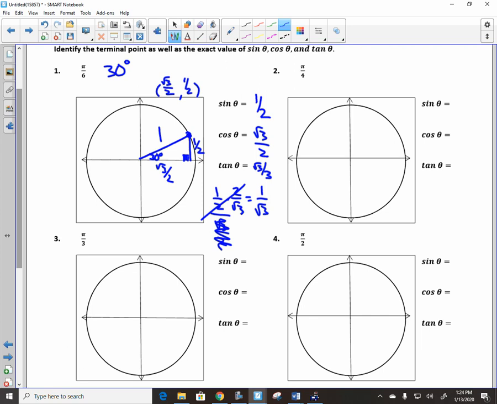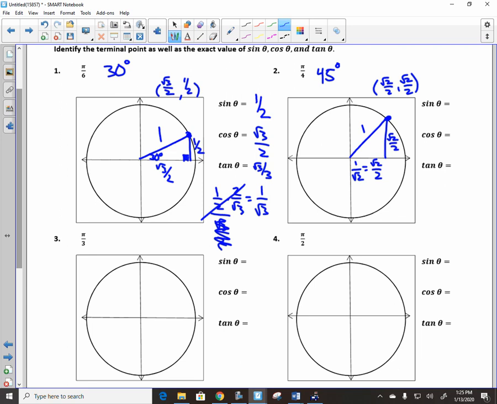Pi over 4, how many degrees? 45. You guys remember this? The radius is always 1. How do I get to the other side? Divide by the square root of 2. So it's the square root of 2 over 2. And because it's a 45, 45, 90, the other side is the same. So this coordinate right there is the root of 2 over 2, root of 2 over 2.